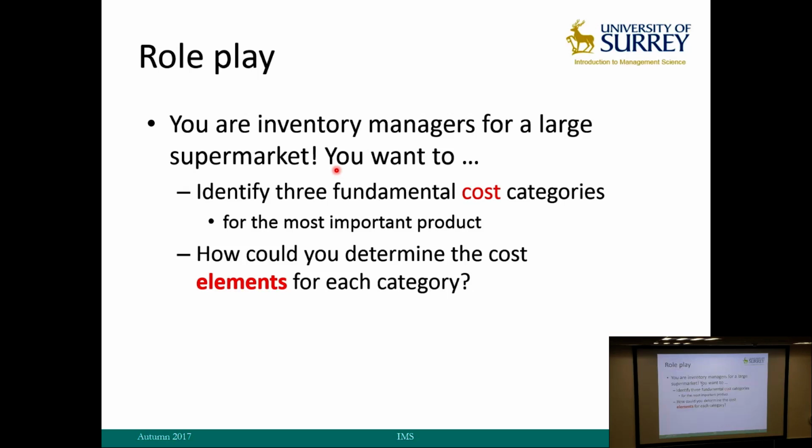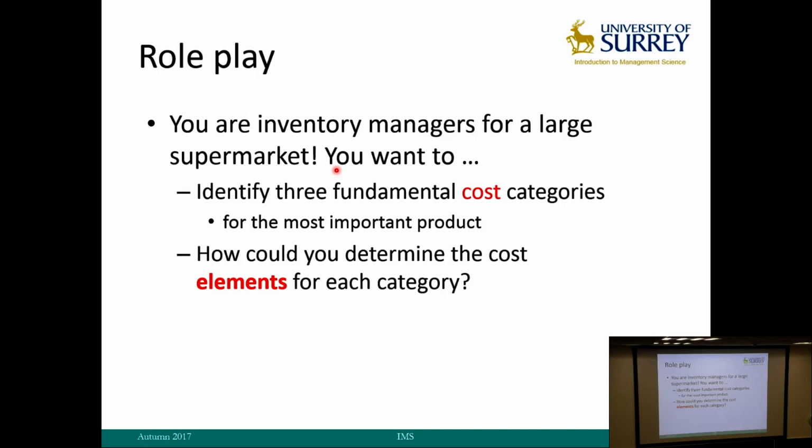So now we think about, what if you are an inventory manager in a supermarket? What you need to do is figure out the cost of inventory. Maybe you think inventory is pretty easy, just how much it is.